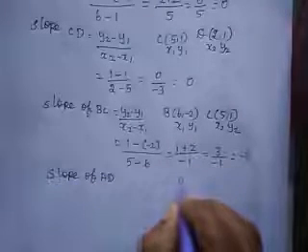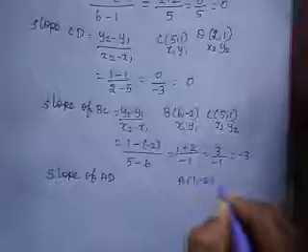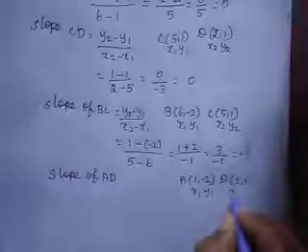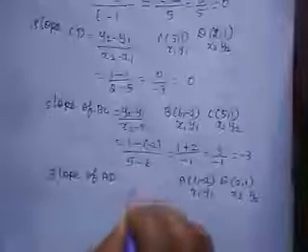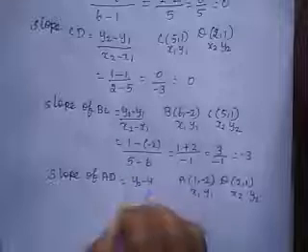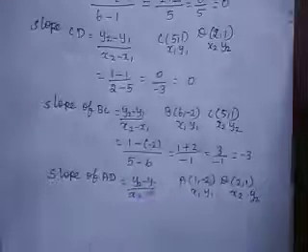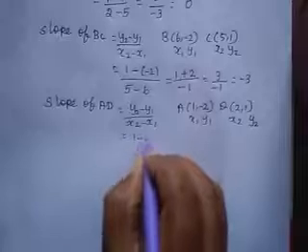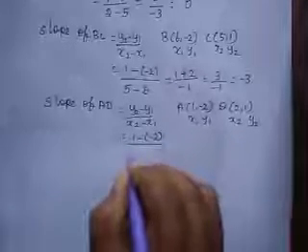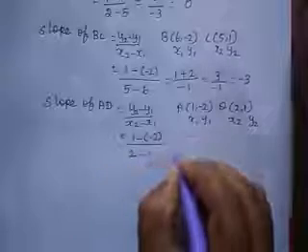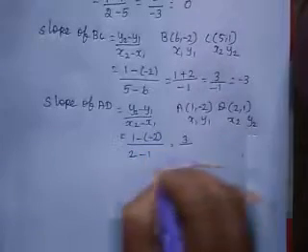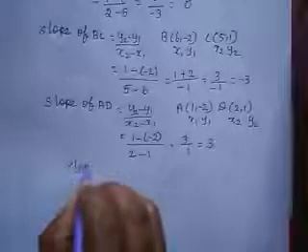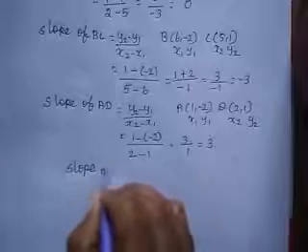The points are A is (1, -2) and D is (2, 1). Using x1, y1, x2, y2, the slope of AD is equal to (y2 minus y1) by (x2 minus x1). Substitute the points: y2 is 1, y1 is -2, x2 is 2, x1 is 1. So 1 minus of minus 2 is 3, by 2 minus 1 is 1. So that is 3.